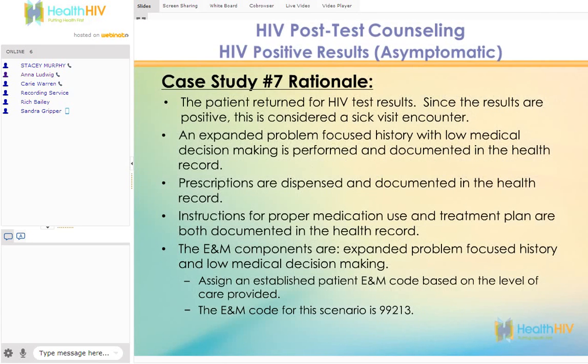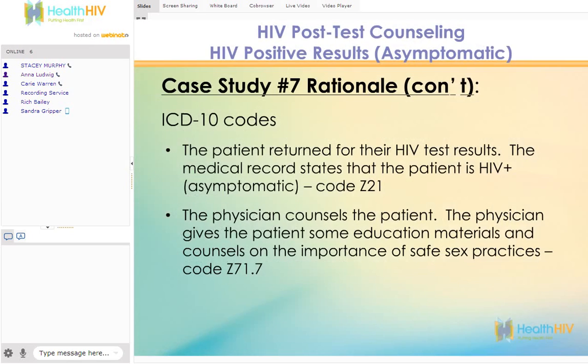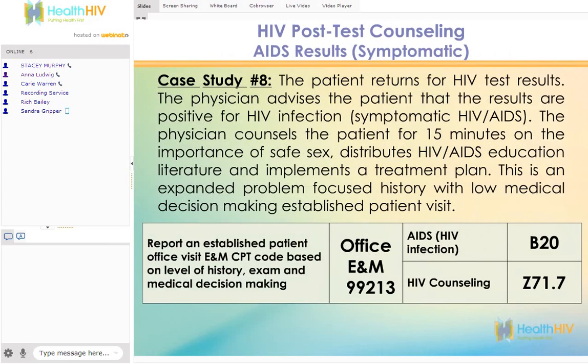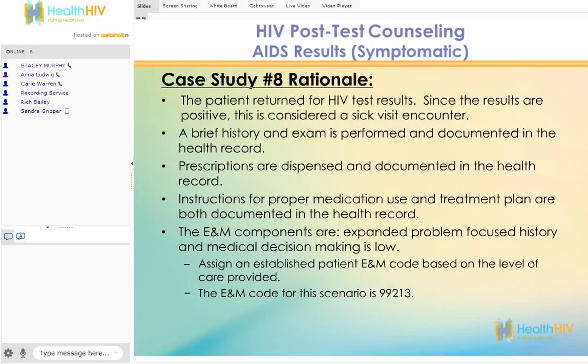And so this slide just gives you the rationale for the codes that we selected. Same scenario, but now the patient has the AIDS infection. So the only change here is that the principal diagnosis is B20 instead of Z21. And here's your rationale.